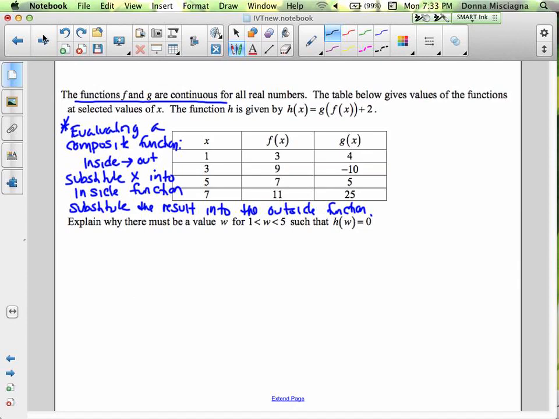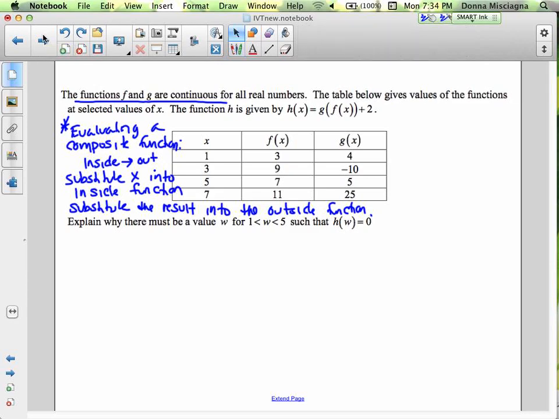So evaluating a composite function, if it's inside out, you substitute x into the inside function, then substitute the result into the outside function. That's not intermediate value theorem. That's just evaluating a composite function that I'm afraid you might have forgotten. Explain why there must be a value w for 1 less than w less than 5 such that h of w equals 0. We're still going to follow all of our steps, but now we just have a table of values and a composite function.